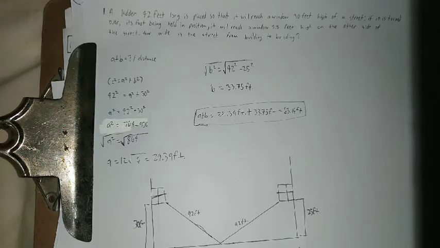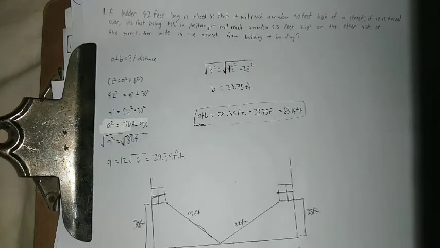Then after you solve for it, a squared is equal to 1764 minus 900, so the answer is 864. Then take the square root, so it will give you the answer for a is equal to 12 square root of 6, or equal to 29.39 feet.